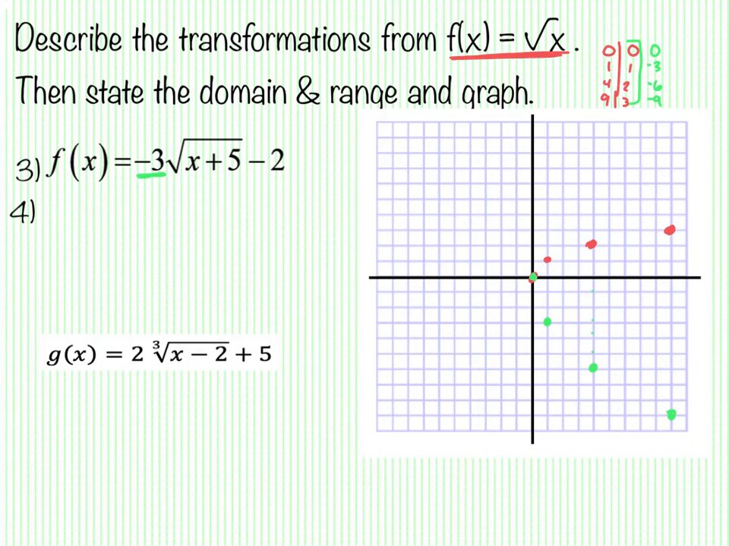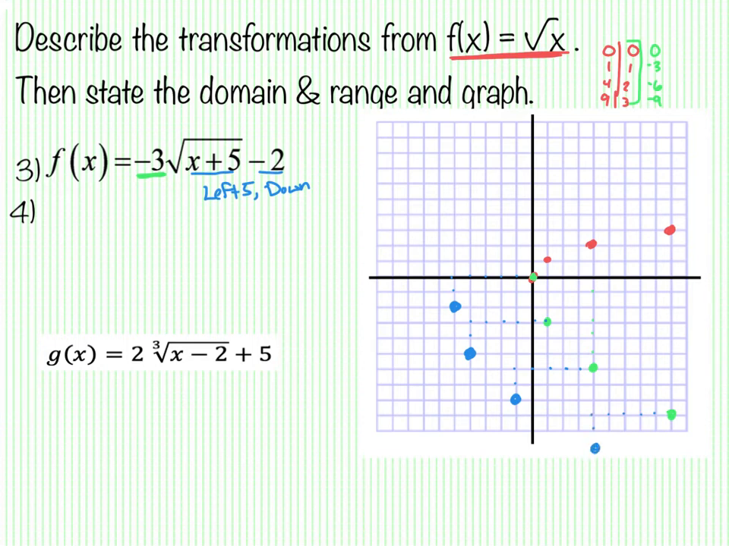But now I need to do the transformations. That is going to be, again, left 5 and down 2. So now I take my green dots that I've made, and I will move them left 5, 1, 2, 3, 4, 5, and down 2. Right there is my first point. Here, left 5, down 2. And again, left 5, down 2. And left 5, down 2.